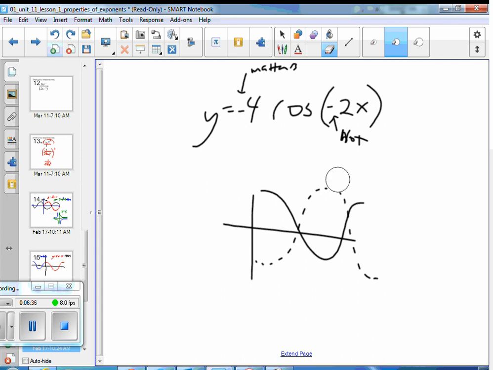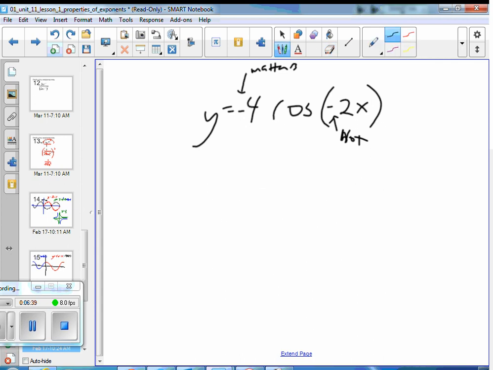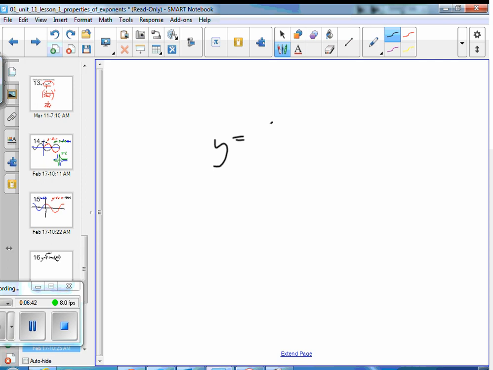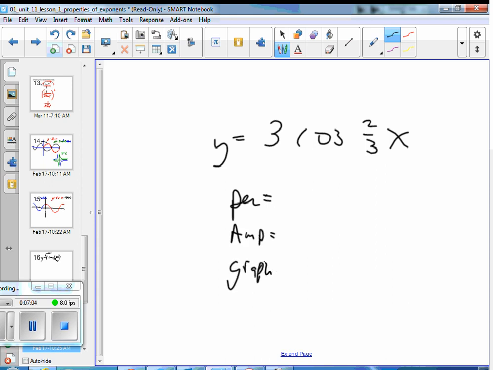All right, so I'd like to ask you a couple other questions. I'm going to give you a simpler one. What is the period of this one? What is the amplitude? And what does the graph look like? You should be able to graph this one. Use the 4 important numbers on the x-axis. Pause for a second while you try that one.